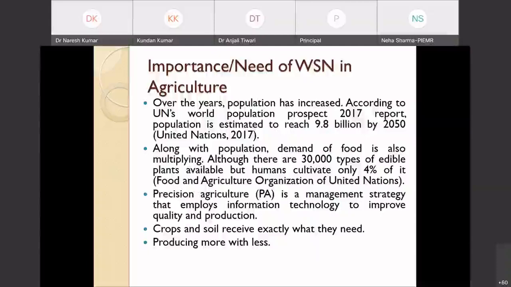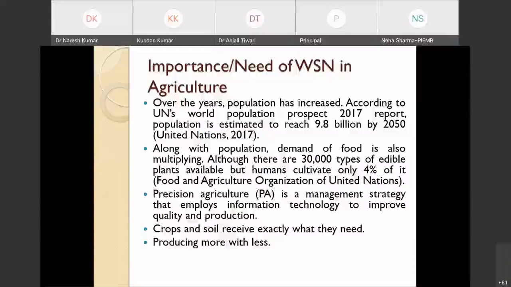More researchers have focused their attention on agriculture. And now wireless sensor network is particularly used to achieve a stage called precision agriculture. So that is the topic on which this faculty development program is focused, more of precision agriculture, which you must have gone through.